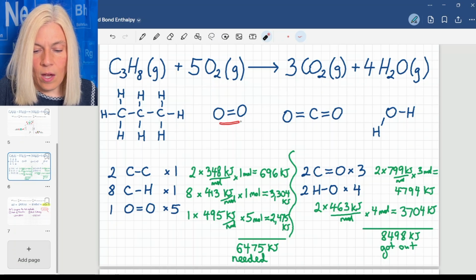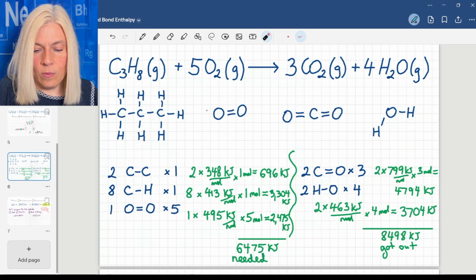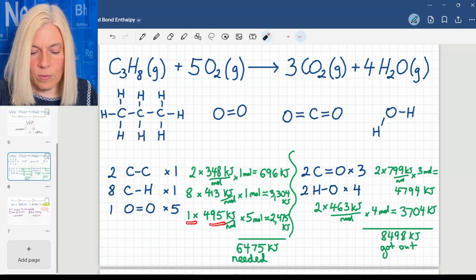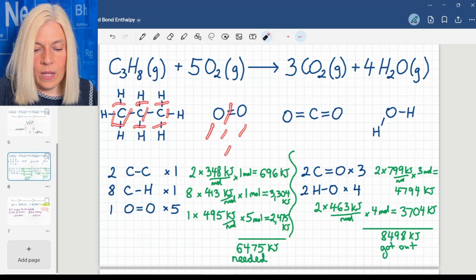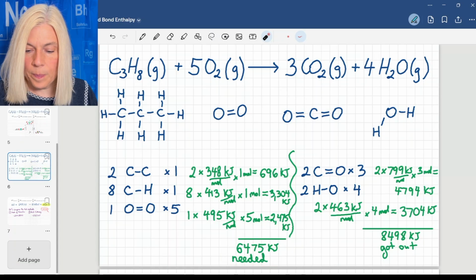And I have oxygen. Oxygen is a double bond. Each molecule has only 1 bond, but I have 5 moles of these molecules. So 1 times this times 5. And then I'm going to add up all the energy required to break up all of these bonds. Remember there's 5 of these. So I'm going to add up, and I'm going to need 6,475 kilojoules of energy to break it up.